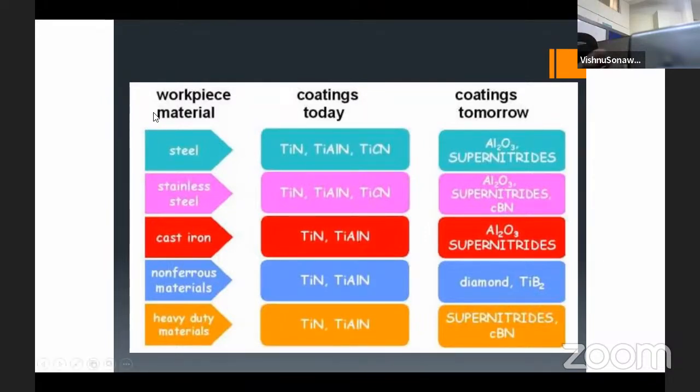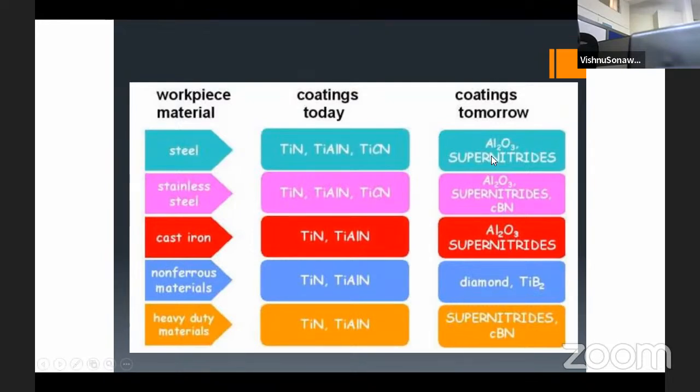The workpiece materials are steel and stainless steel, cast iron, non-ferrous material, and heavy duty material. These are the various types of workpiece material we can use. And the coatings applied onto the cutting tool material are titanium nitride, titanium aluminum nitride, and titanium. In the current scenario, we are applying this coating onto cutting tool materials by using the vapor deposition technique. But in the future, we can apply aluminum oxides, super nitrides, diamond, titanium boride and super nitrides.